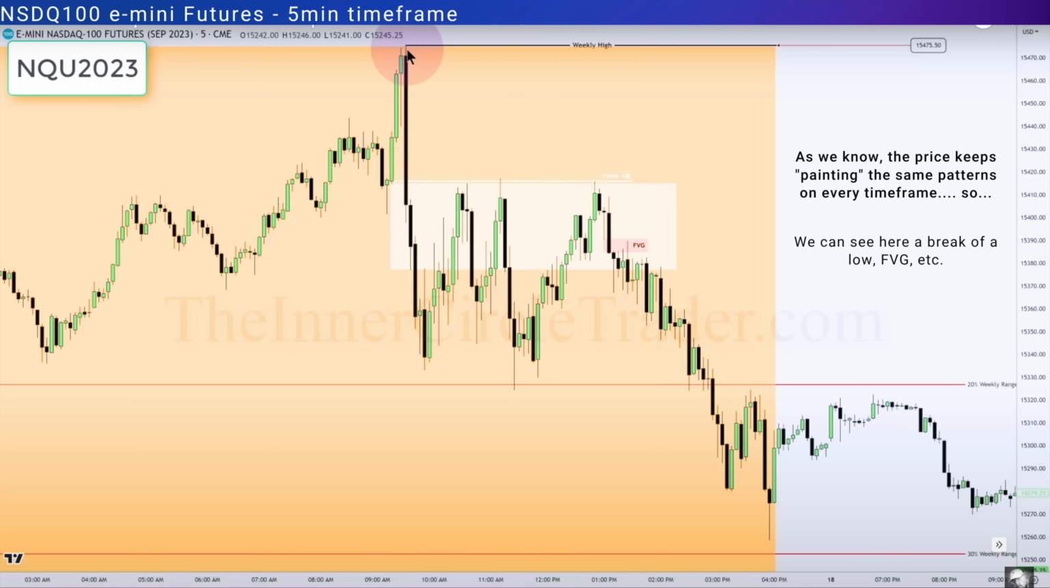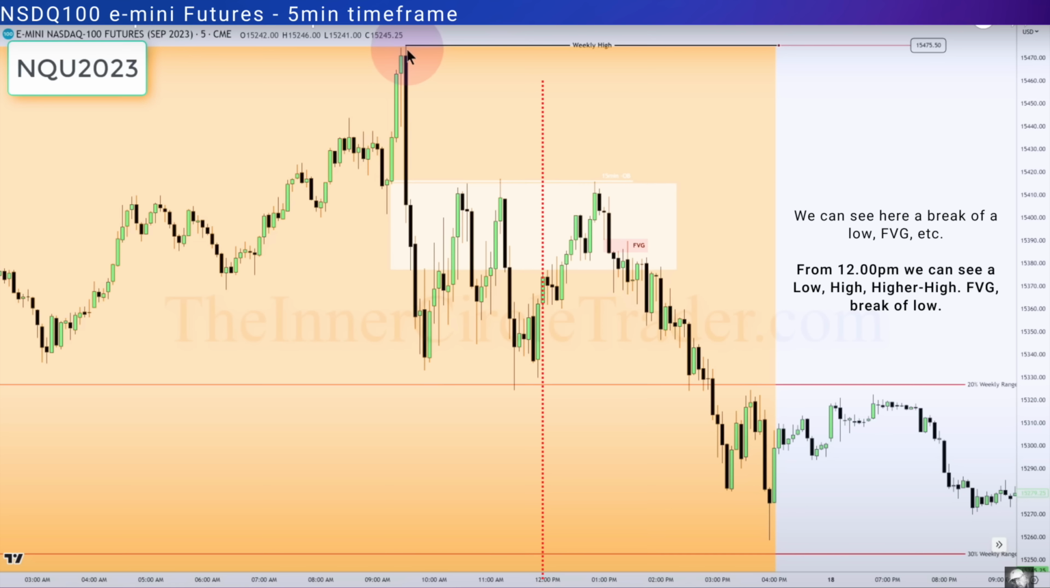So it's a fair value gap inside a fair value gap. In bright yellow, the fair value gap on the 15 minutes time frame, and in pink, the fair value gap on the 5 minutes time frame. Specifically from 12 p.m. New York lunchtime, we can see a low, a high, a higher high, a fair value gap, and a break of low.